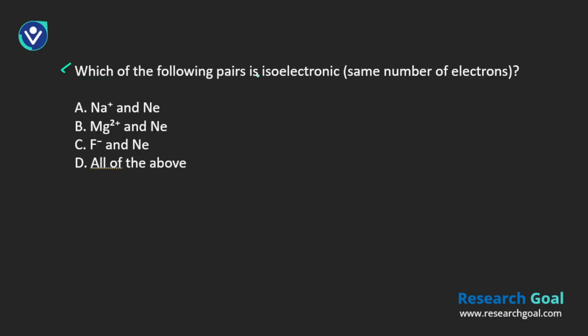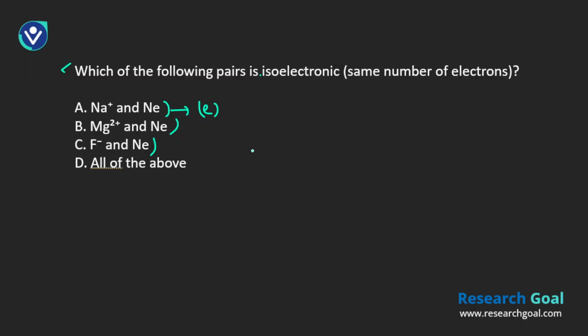Which of the following pairs is isoelectronic? Same number of electrons. All right. Option A, Na positive and Ne, Mg2 positive and Ne, F negative and Ne. Okay, the interesting part is Ne is there in all of them, so you need to know how many electrons are there in Ne. And then you have these in ionic form, right? So a little bit of chemistry is also involved over here. Option D, all of the above.